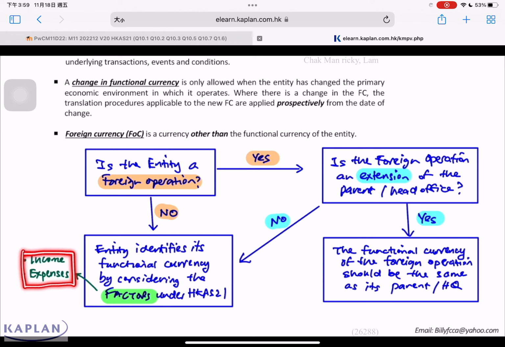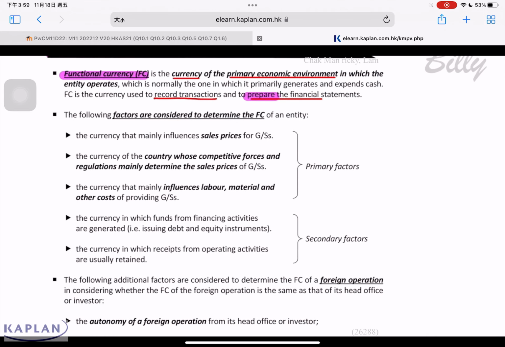If the primary factors cannot determine the functional currency, then we have to consider the secondary factors: financing activity and how the money is retained. These are the factors to consider under AS21. Functional currency is the currency of the primary economic environment in which the entity operates. It is the currency used for day-to-day activity. So the following factors are considered to determine the functional currency of an entity. FC stands for functional currency.